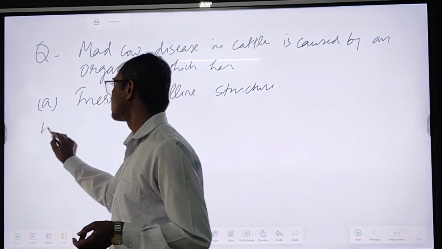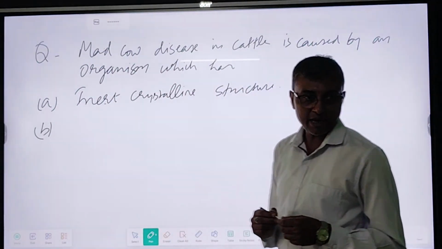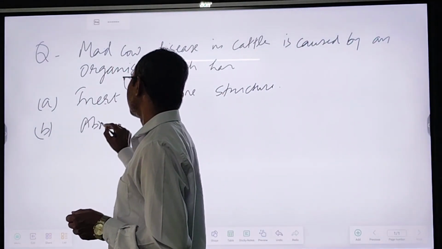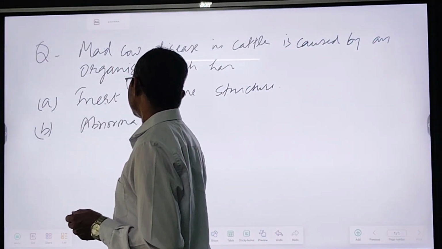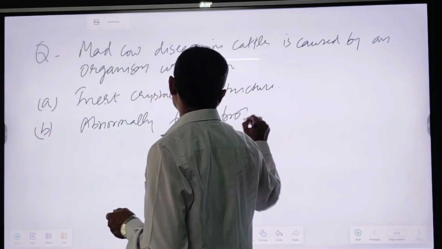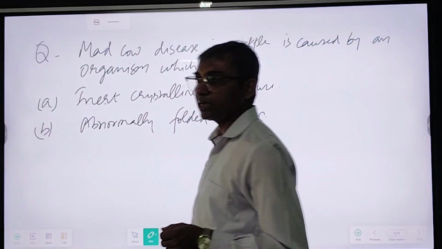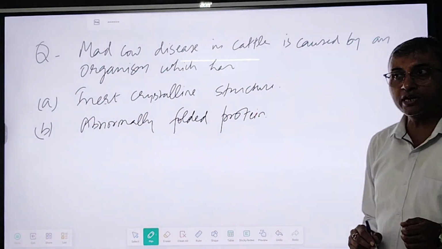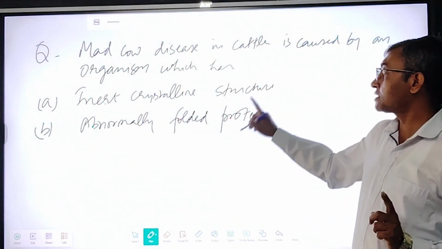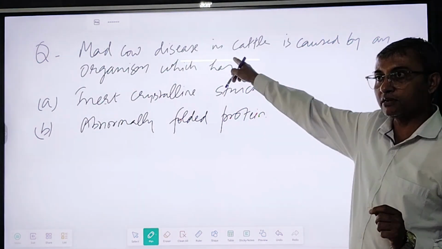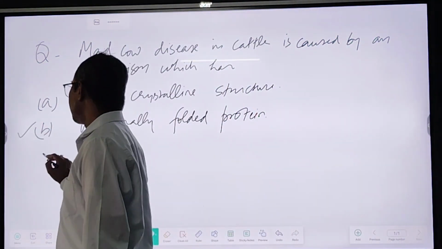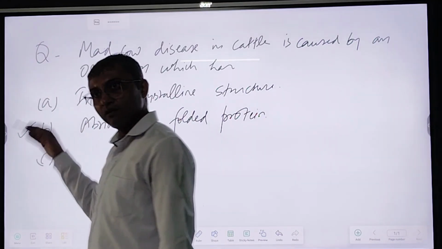Then the second option, that is the abnormally folded protein. Abnormally folded protein is what? Prions. And we have seen that these prions are responsible for mad cow disease. So this option B is correct. But we have to see all the options.